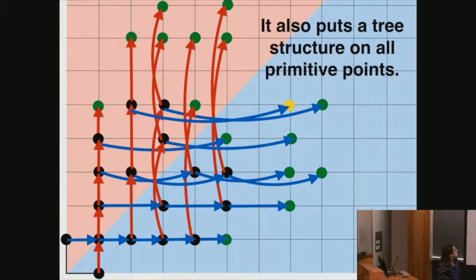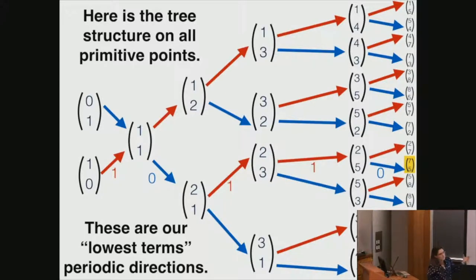Okay. And it also puts a tree structure on all the points. So that one was 1, 0, 1, 1, 0, but all of them have this kind of thing. I don't know, this picture looks sort of tangled to me. I want to take a hairbrush and just sort of brush it out. Well, I did that. So this is what it looks like. And so for whatever your favorite fraction is, P over Q, maybe your favorite fraction is 2 over 3, you can see how complicated it is by seeing how early it arises in the tree. So it's kind of like a measure of complicatedness. And these are all of our periodic directions.